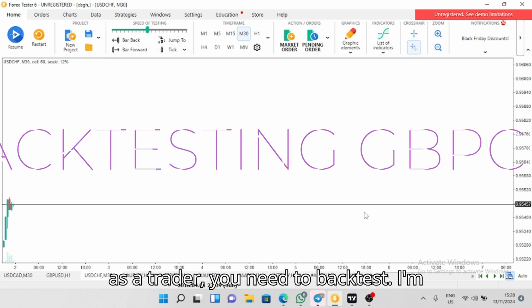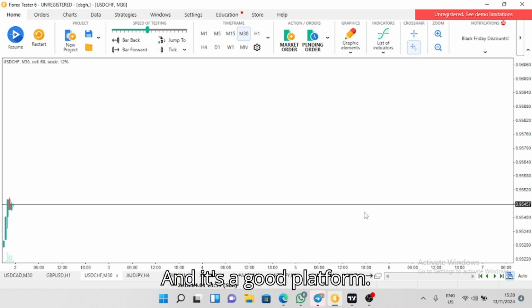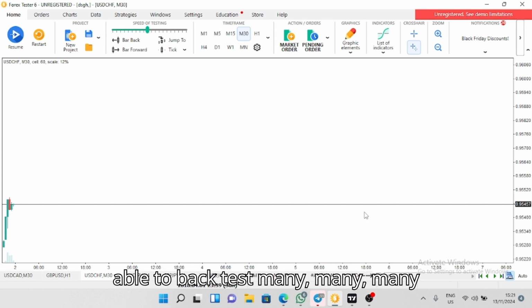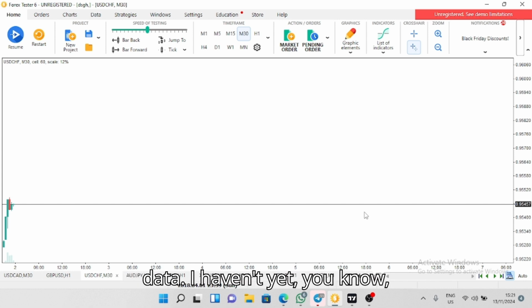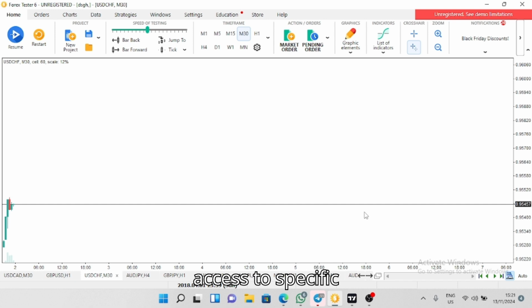As a trader, you need to backtest. I'm using the Forex Techstar 6, and it's a good platform. For a fee, you're able to backtest many data. I haven't subscribed yet, but I still get limited access to specific data which runs back for years.